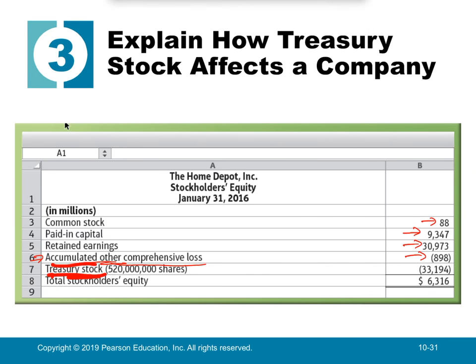So as you can see, this is a contra stockholders' equity account. So it is going down, it's decreasing stockholders' equity. So treasury stock decreases our stockholders' equity balance.